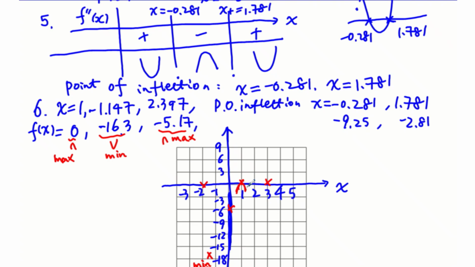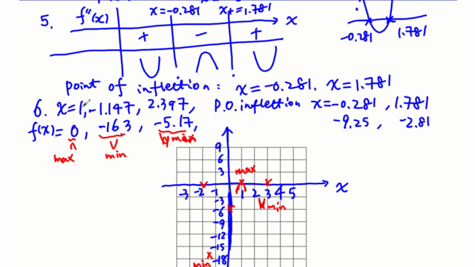So it goes in this direction. And (2.39, negative 5) is here. This is our local... sorry, 2.3 is a local minimum. So this is a local minimum. It should go in this direction after that. So this is our maximum and minimum.